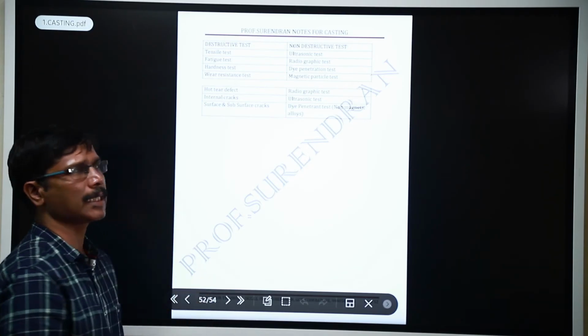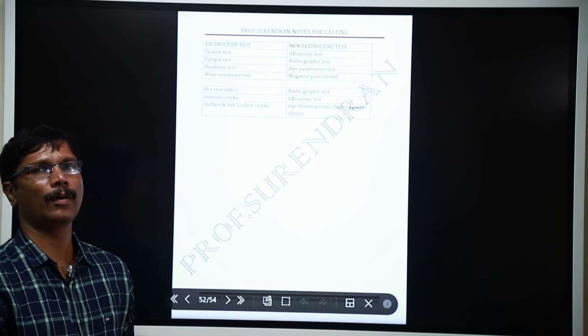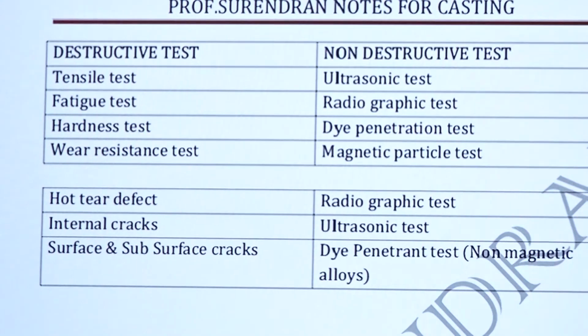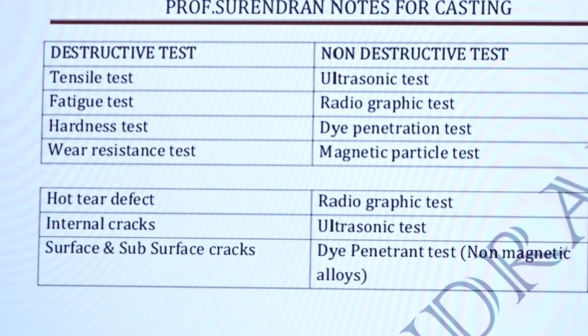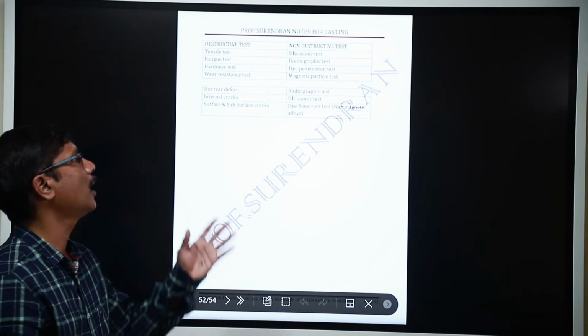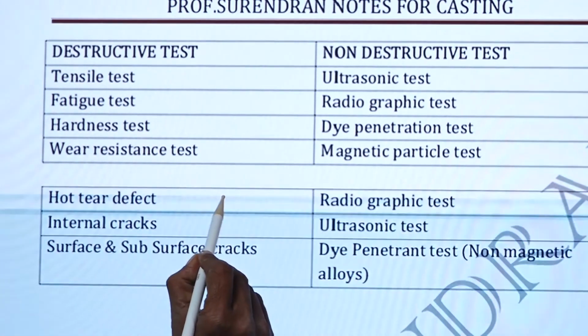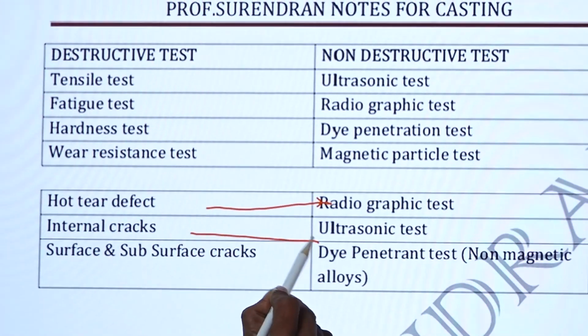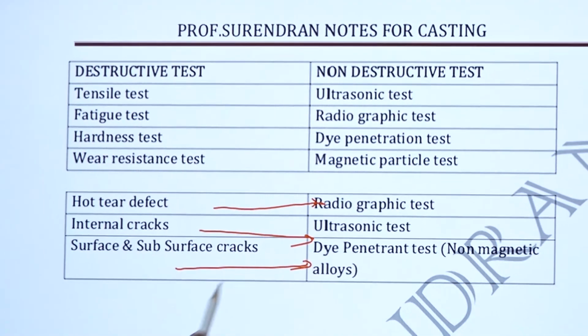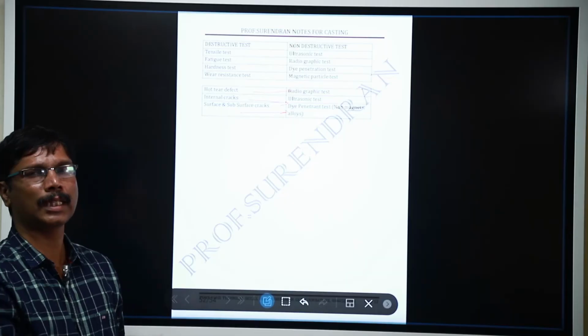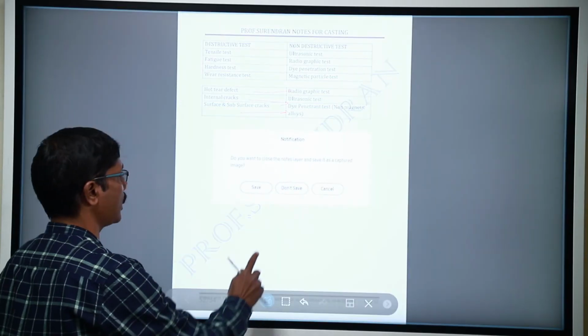So these are the common tests, destructive tests and non-destructive tests, which can be done for the casting. Tensile test, fatigue test, hardness test, wear resistance test: those are the destructive tests. After that, no component will be left. Non-destructive tests: ultrasonic test, radiographic test, dye penetrant test, magnetic particle test. So a hot tear defect can be found by radiographic test, internal crack by ultrasonic test, subsurface crack by dye penetrant test. So these are tests used for the casting.